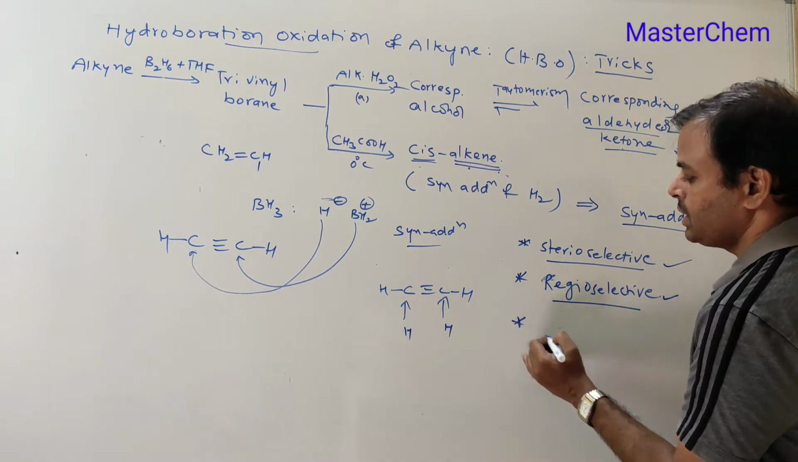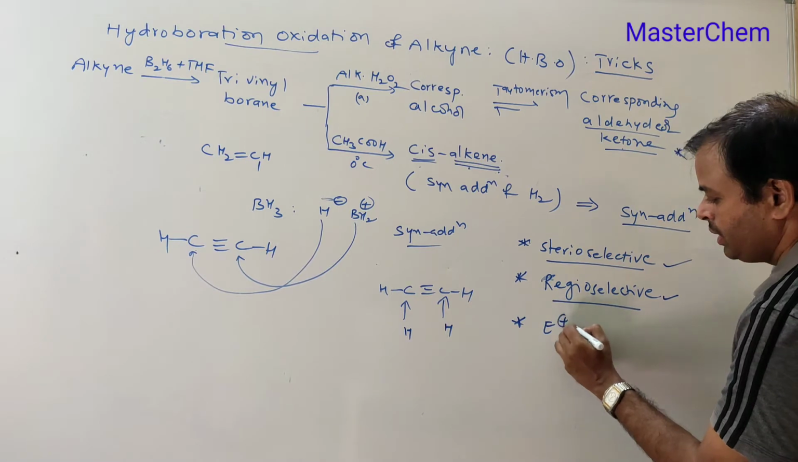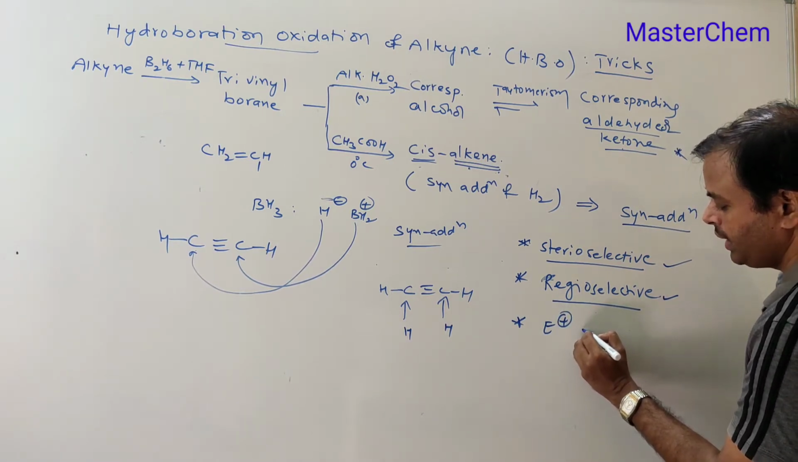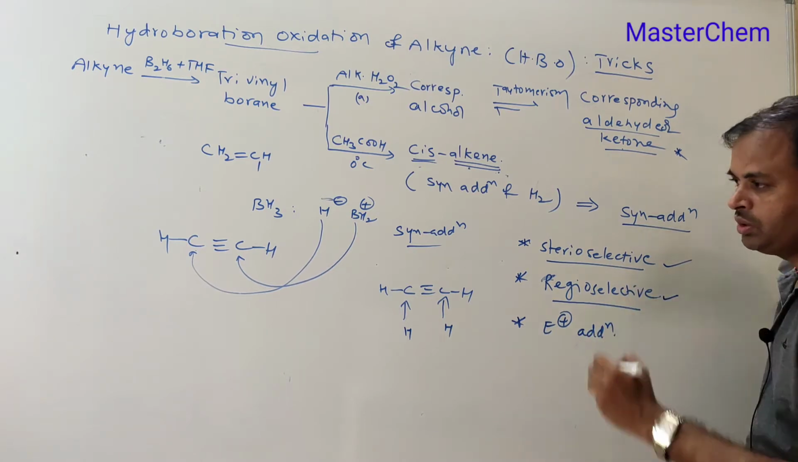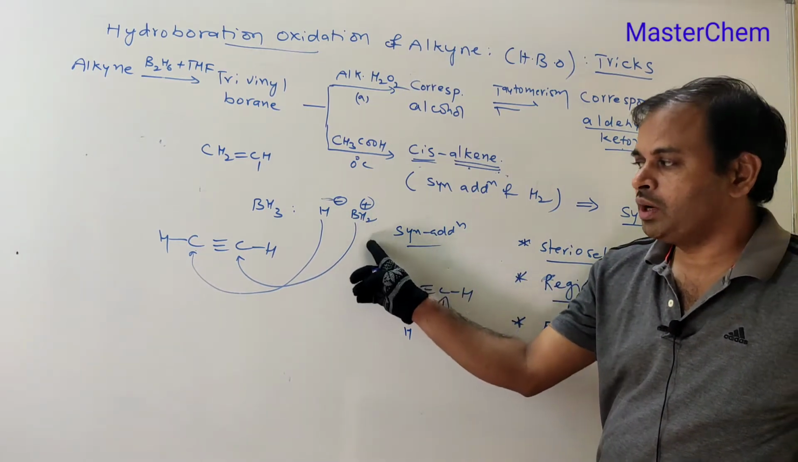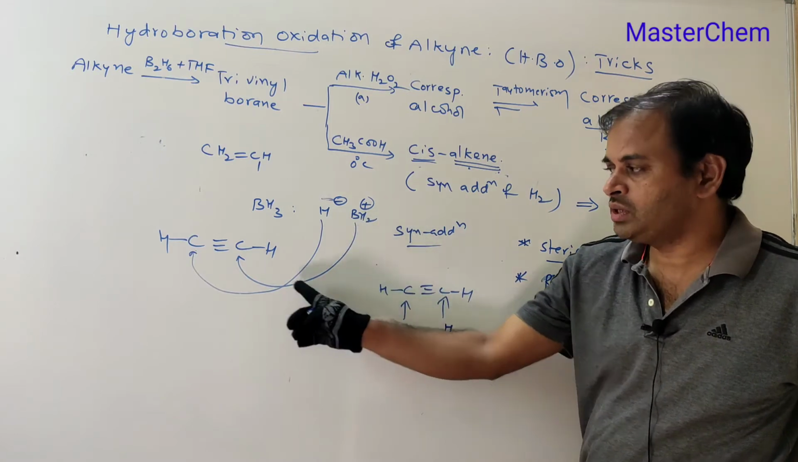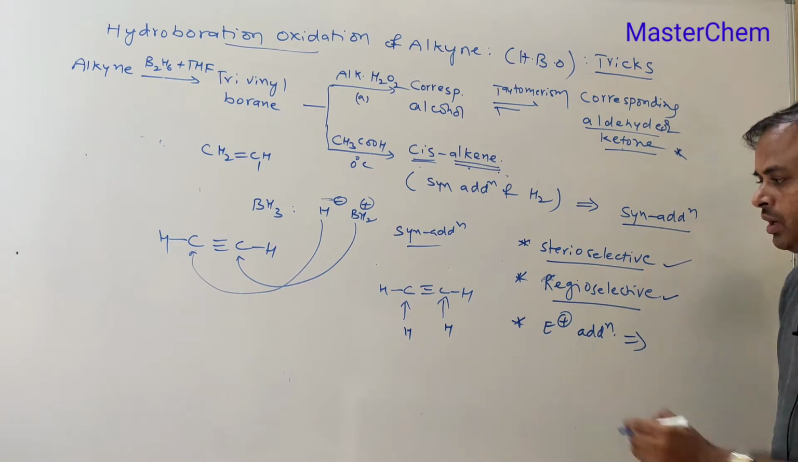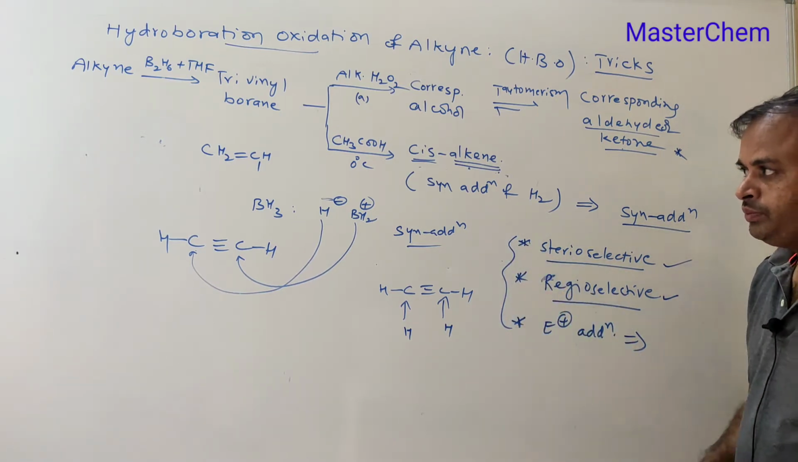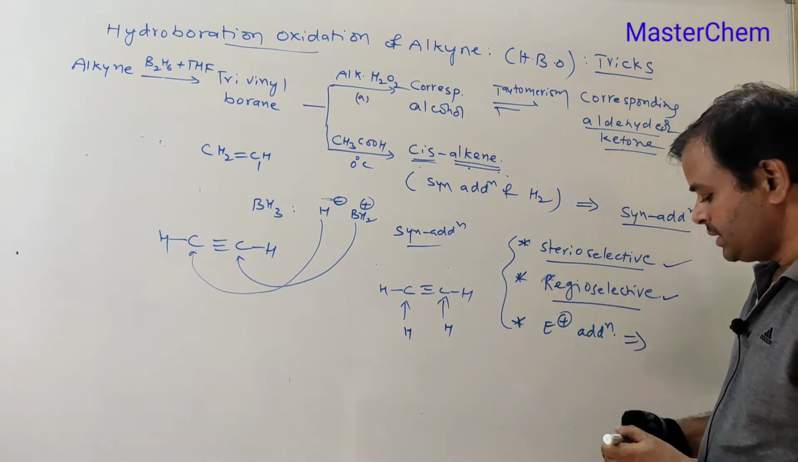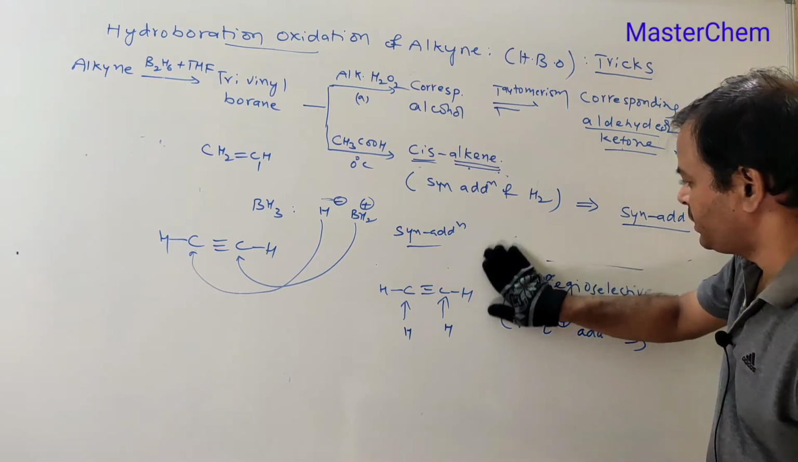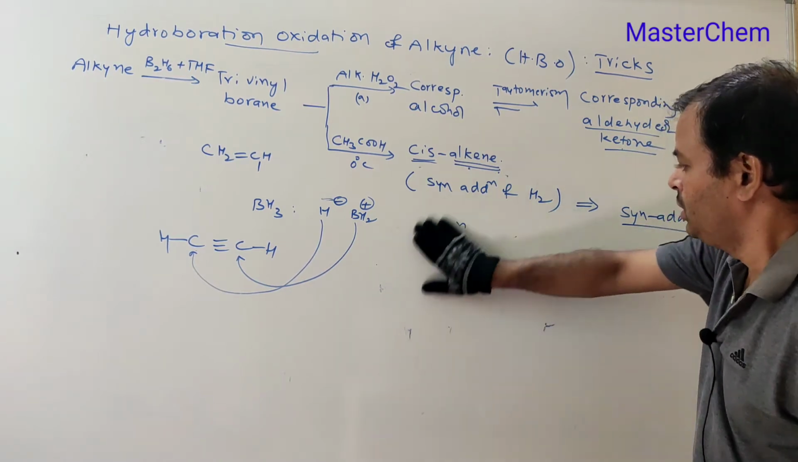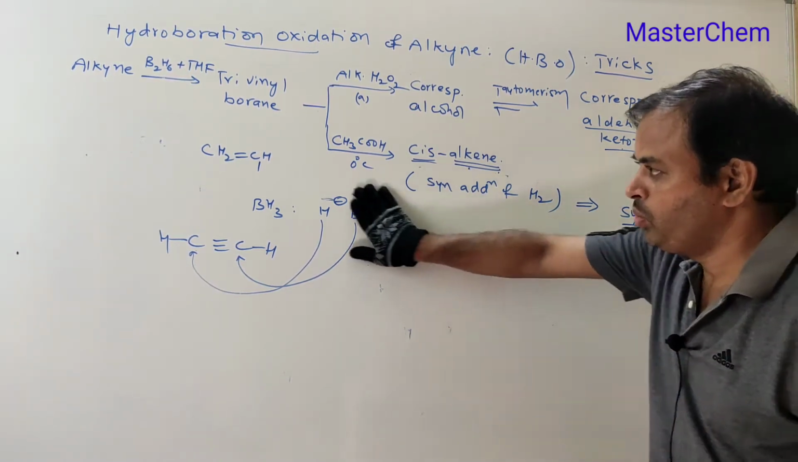And this hydroboration reaction takes place through an electrophilic addition mechanism. Electrophile BH2 plus is first attached to this carbon. That's why it is an electrophilic addition mechanism. These 3 points are important. Now let us discuss how to write the product. What are the tricks to write the product of hydroboration?